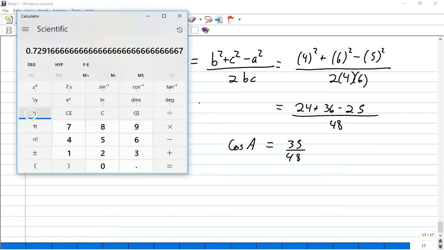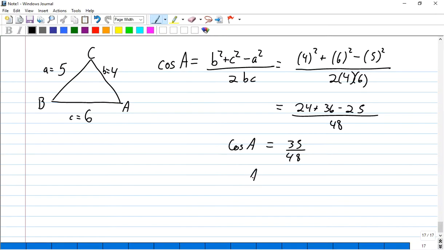The second function has already been pushed on this calculator, so you can see inverse cosine there with a little -1. I'm going to round this to 1 decimal place, so 43.2. So angle A is about 43.2 degrees. Now let's solve for angle B. The cosine of angle B is equal to a squared plus c squared minus b squared divided by 2ac.